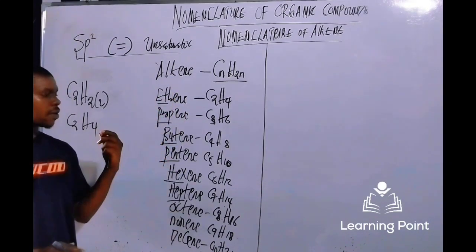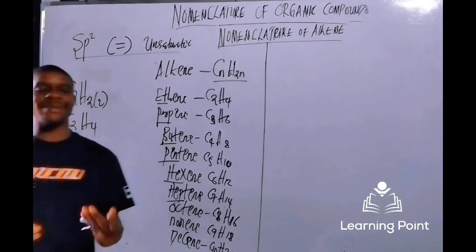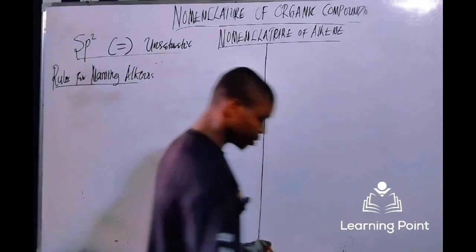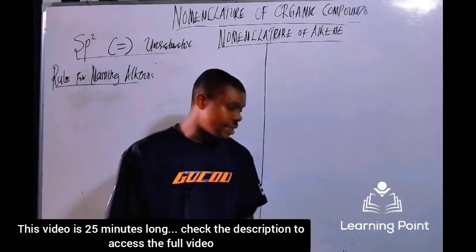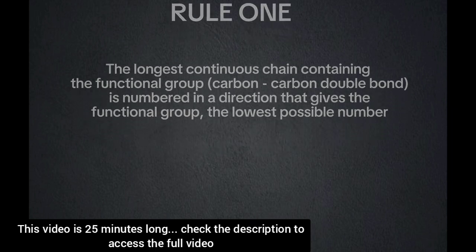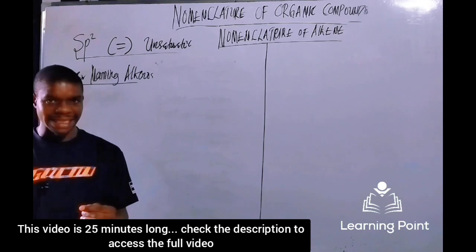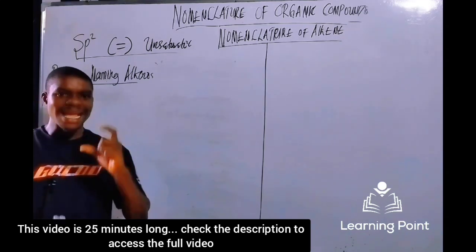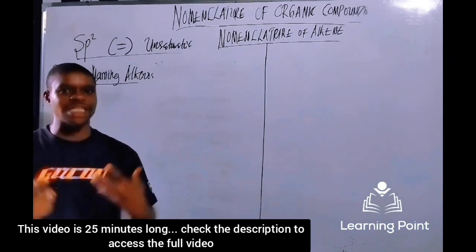As we move on, I'll be showing you how to draw the structures. But let's go to the rules for naming alkenes. Rule number 1: the longest continuous chain containing the functional group, that is the carbon-carbon double bond, is numbered in the direction that gives the functional group the lowest possible number. So in rule number 1, you have to take the longest continuous carbon chain that carries the functional group, which is the double bond, and number it in the direction that gives the double bond the lowest possible number. I will explain that to you.